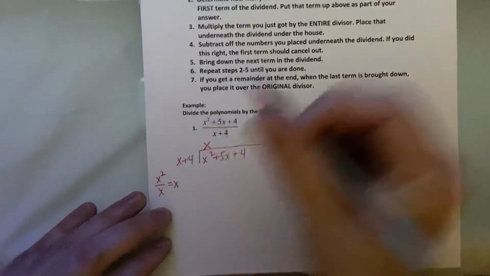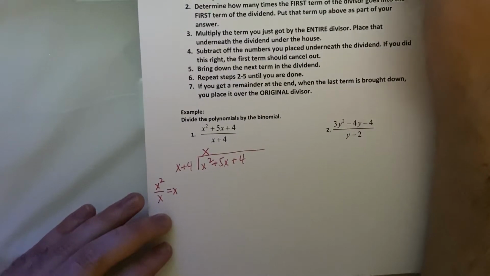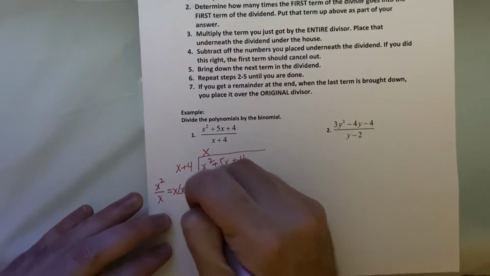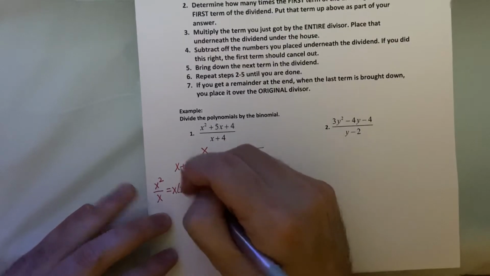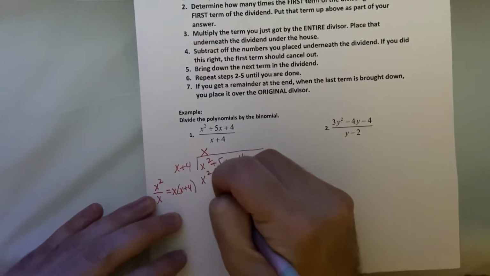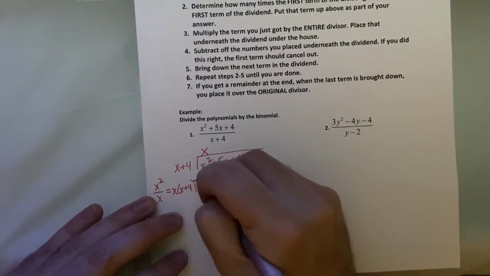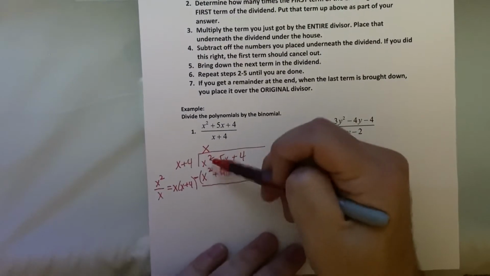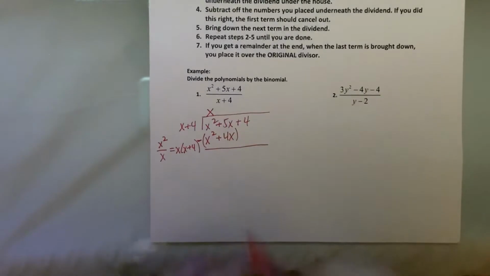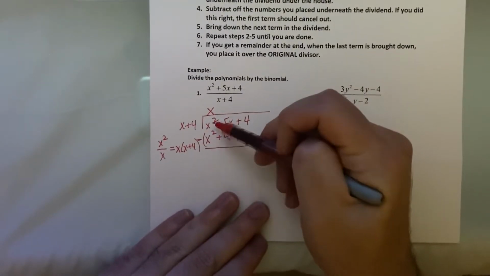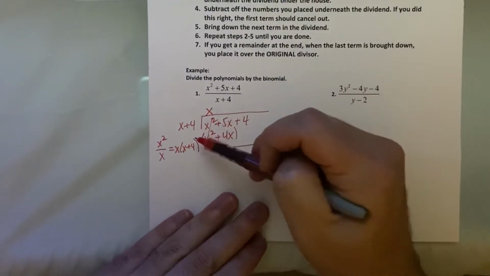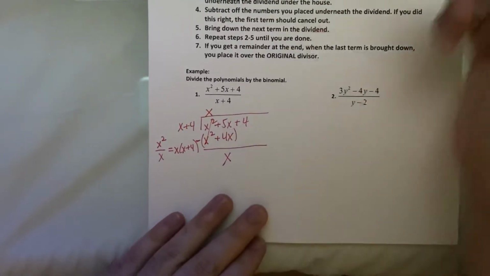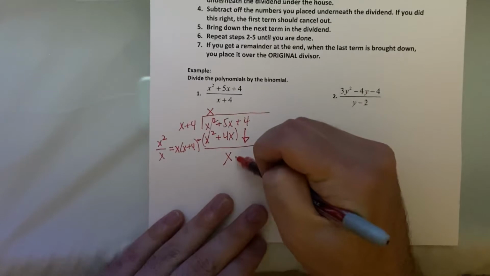Now, that number, just like up here when we took 7 times 5, gets multiplied by the x plus 4. X times x plus 4 is x squared plus 4x, and that gets subtracted off. If you do this right, your first term should always cancel. X squared minus x squared, canceled. 5x minus 4x is x. And just like before when we brought the 6 down, you bring the next term down.